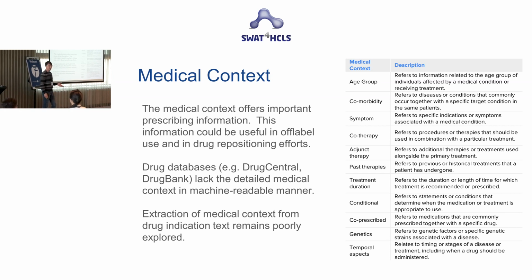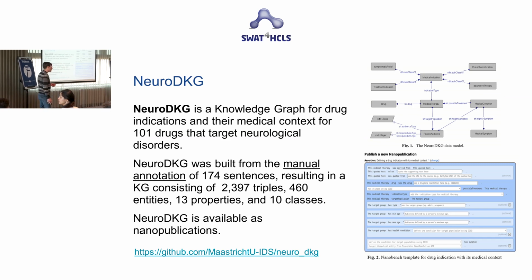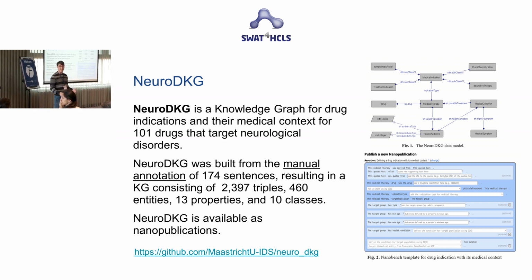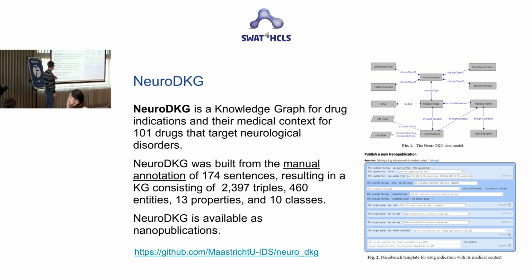But this hasn't really been done for this kind of text, with the exception of some of our prior work, where we manually curated a database of neurological medications and their medical context. So we did that by hand. We had a set of categories. We used a tool. We did some extraction. We created this NeuroDKG, with a number of statements, including the medical context statements, and published them as nanopublications. Okay, so this is kind of our first work, but it was done in a manual way. It took a long time. It was very difficult to do.